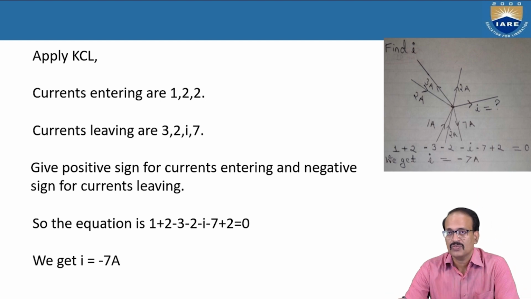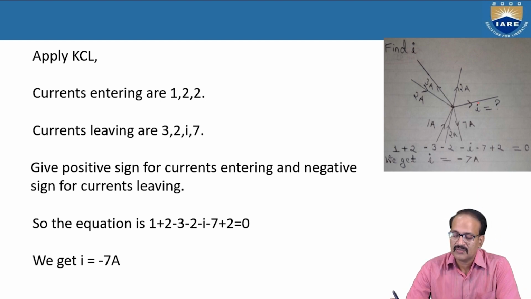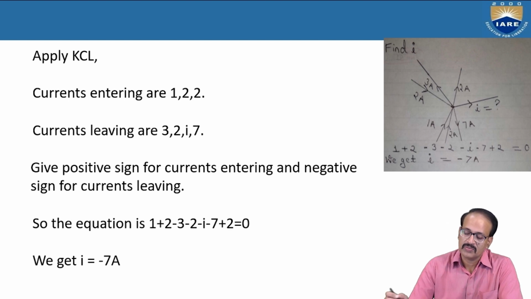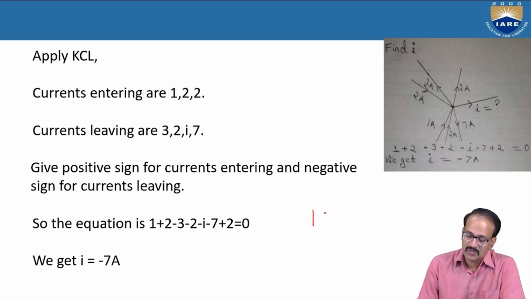So with this, we will first write the currents entering. 1 ampere is entering, plus 2 ampere is also entering, and 7 is leaving, and this unknown current is also leaving, and again this 2 ampere is leaving, and 3 ampere is leaving, and again 2 ampere is entering.